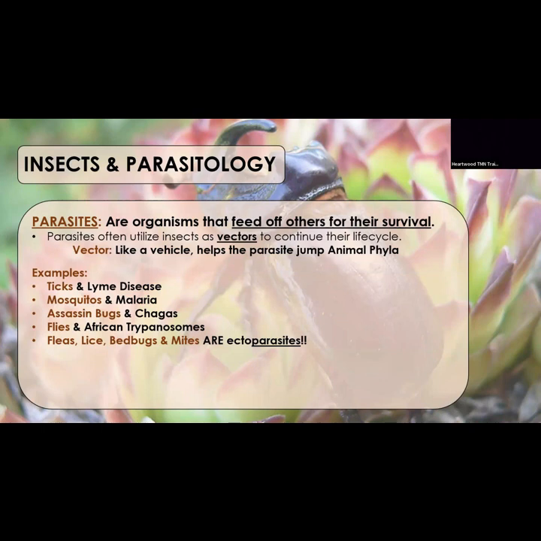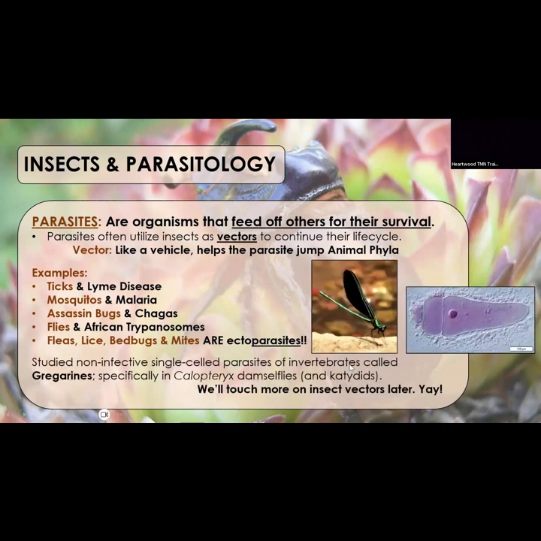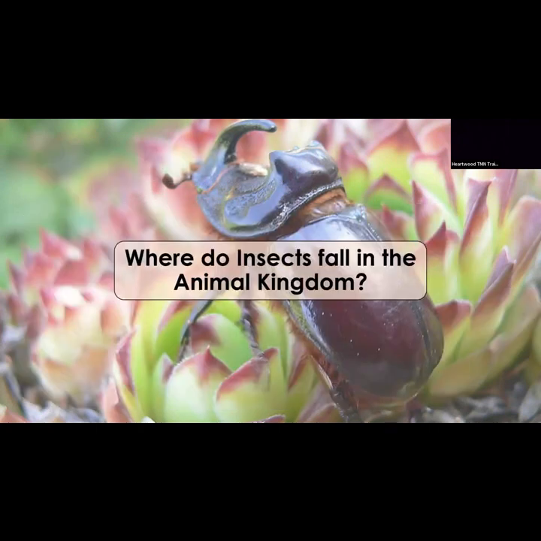They're parasites themselves. So the way that I fit in is I studied non-infected single-cell parasites in odonates. They were called gregarines. This is one of my little cuties from my thesis, and that's one of the odonates that I studied. We'll talk a little bit later about insects and vectors, but that's how I tie in. That's why I'm here and how I'm going to talk to you about insects.